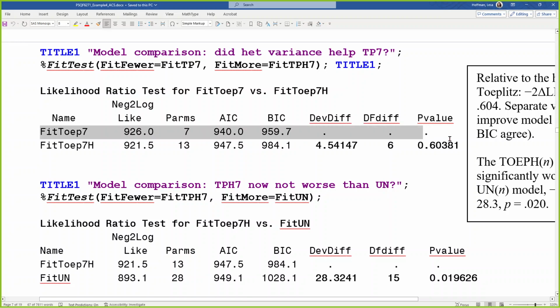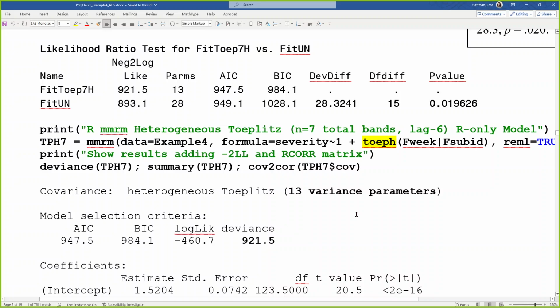So the first one is, did adding 6 additional variances help? What do you think? So it's smaller, but it's not significant. Yeah, this is a non-significant p-value, decidedly. So do we need 7 different variances? Doesn't look like it. Didn't help. And we made things worse in terms of comparing to unstructured. Because now our degrees of freedom difference is only 15. We added a bunch of stuff we don't need. So it's a worse model significantly, not just barely, but it's moved over.